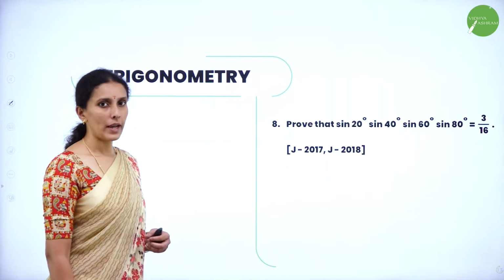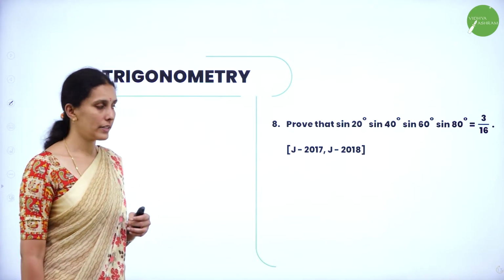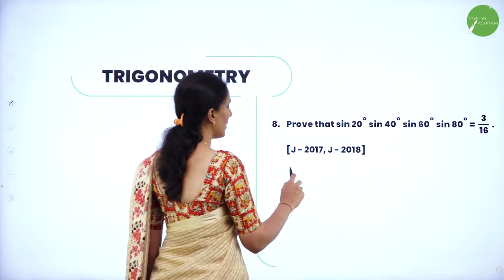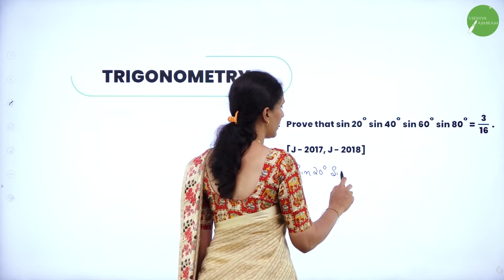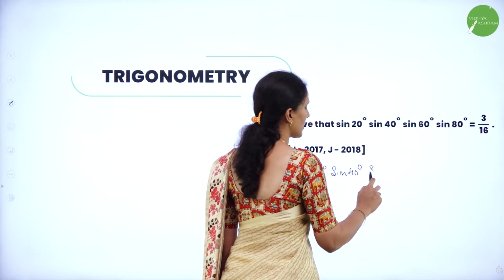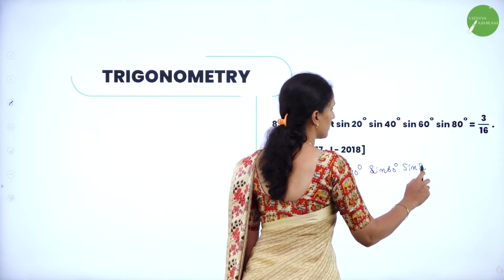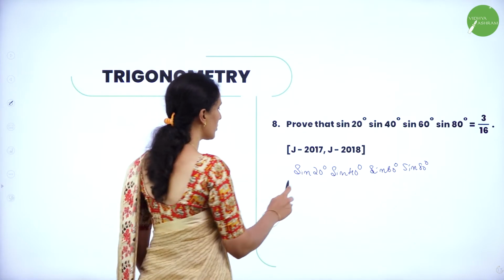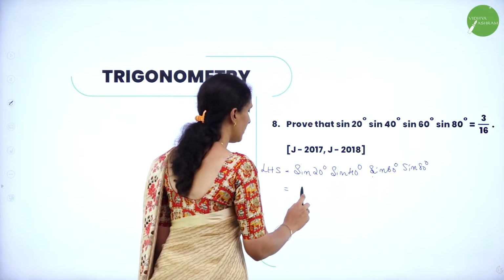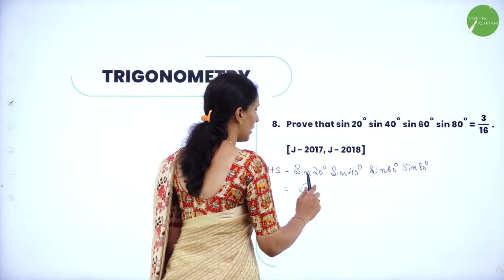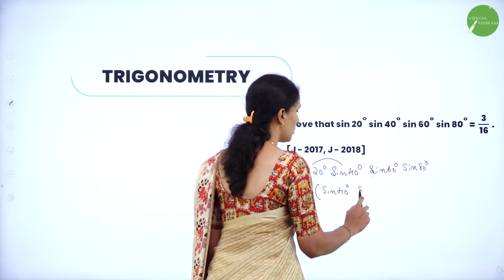Next one: prove that sin 20 degrees, sin 40 degrees, sin 60 degrees, sin 80 degrees is equal to 3 by 16. So let us take sin 20 degrees, sin 40 degrees, sin 60 degrees, sin 80 degrees. Now here I will rearrange these terms. I know the value of sin 60, which is root 3 by 2. Let me rearrange these two terms. I will take it as sin 40 degrees into sin 20 degrees into sin 80 degrees.